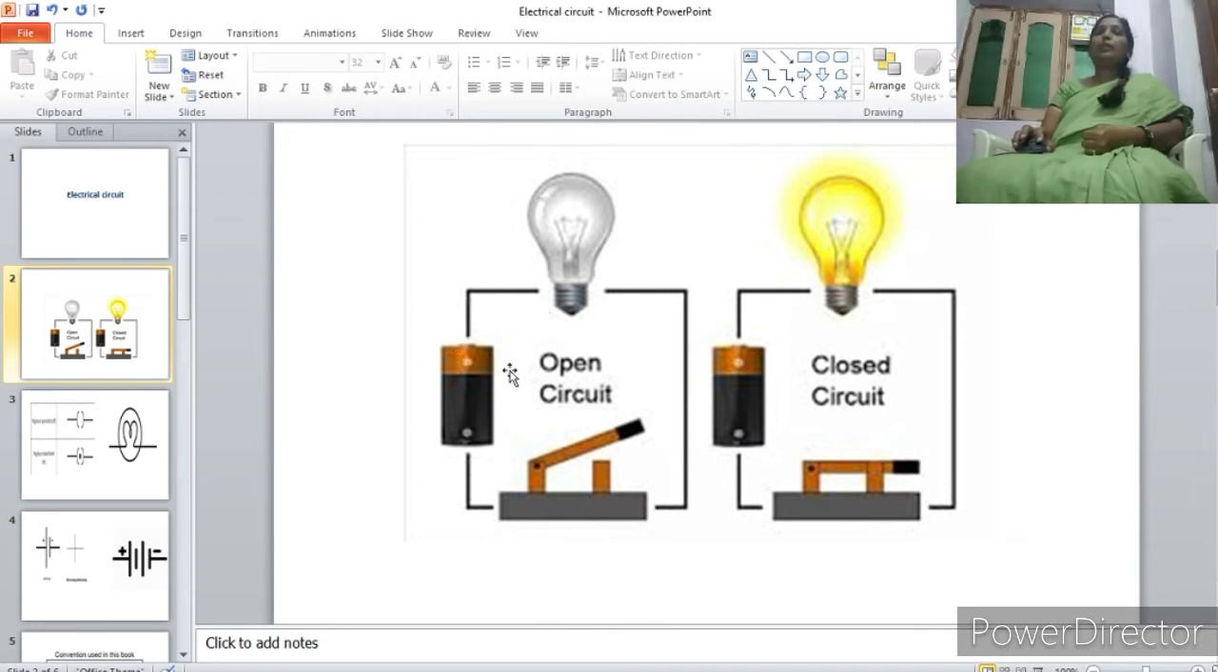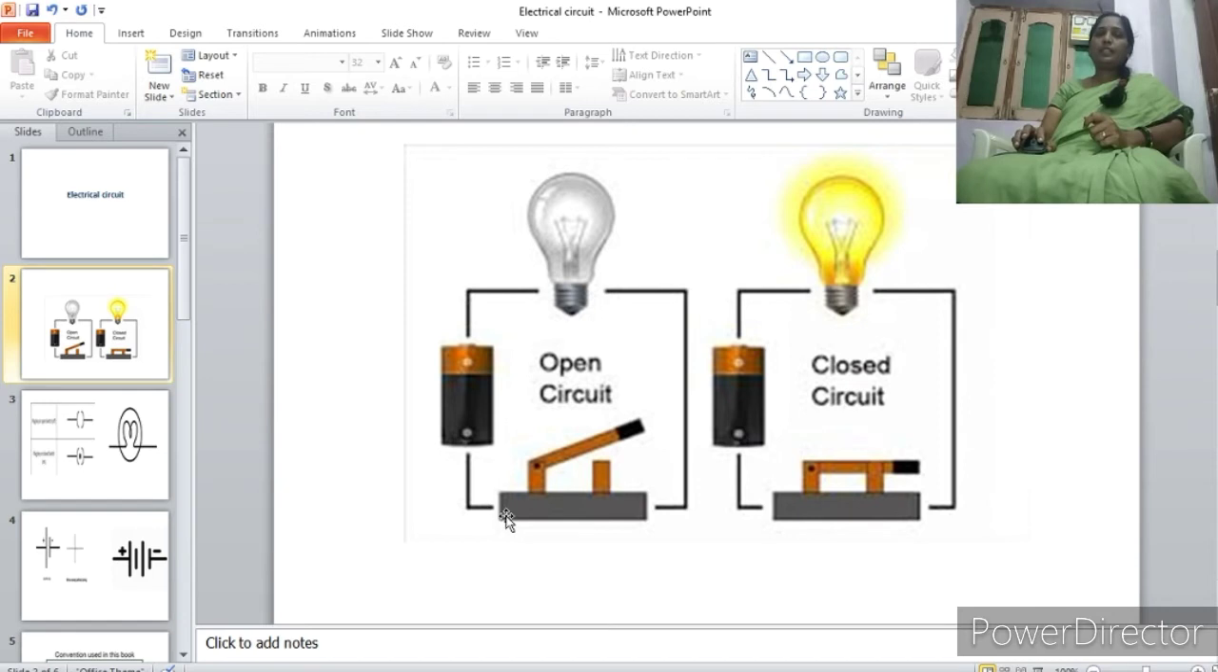So a circuit means an arrangement of electrical components, components like the cell, the conducting wire, the switch and the bulb. Whenever these are all in order, when the switch is on, the bulb glows. When the bulb is glowing, that is known as a closed circuit, which means all these components are connected to each other. In an open circuit, at some point there will be an opening, so the connection is lost there. In such cases, the bulb will not glow.